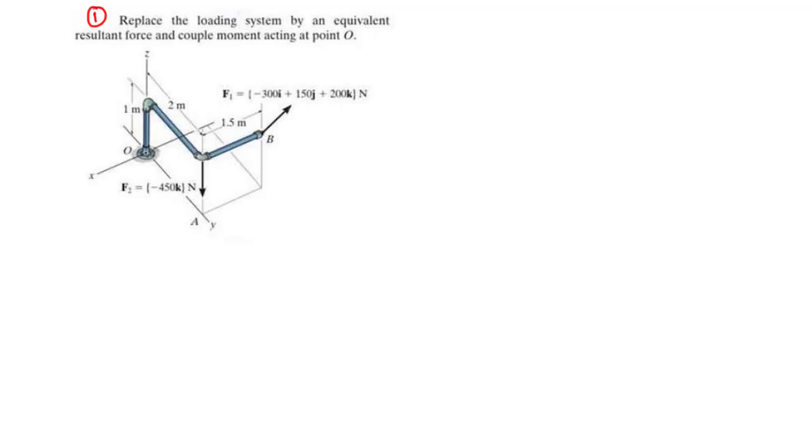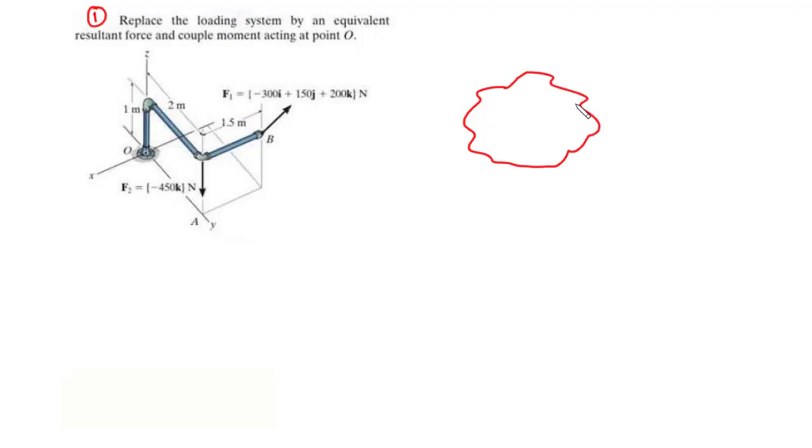Let's focus on how to simplify a force and couple system in 3 dimensions. Now, in the previous lesson, we said that a system of several forces and couple moments acting on a body can be reduced to an equivalent system consisting of a single resultant force acting at a specified point and a resultant couple moment.